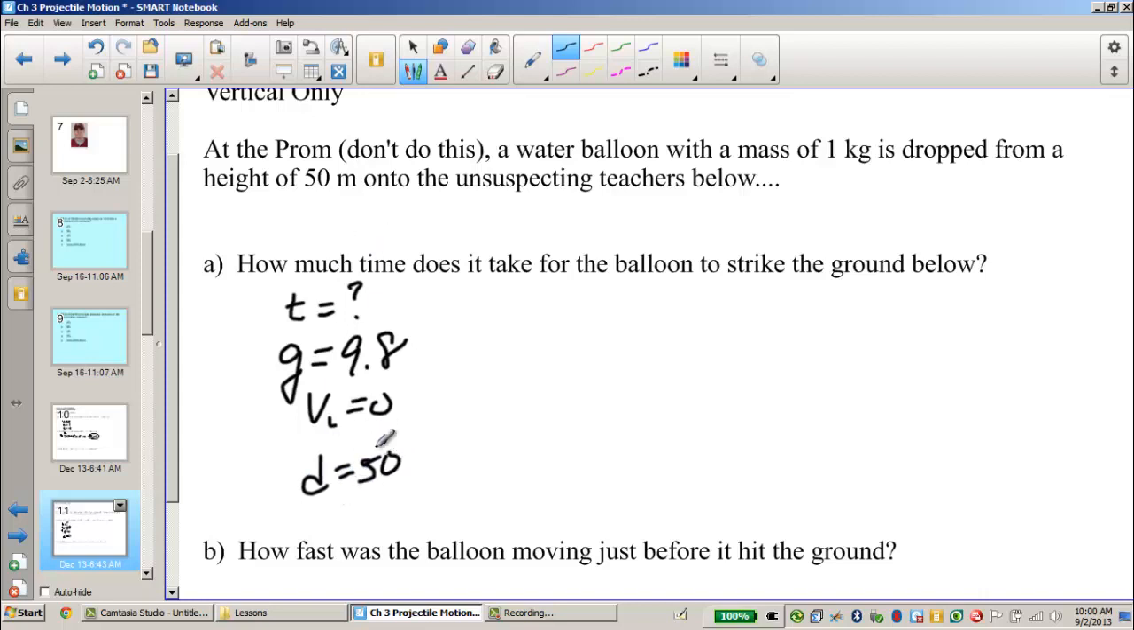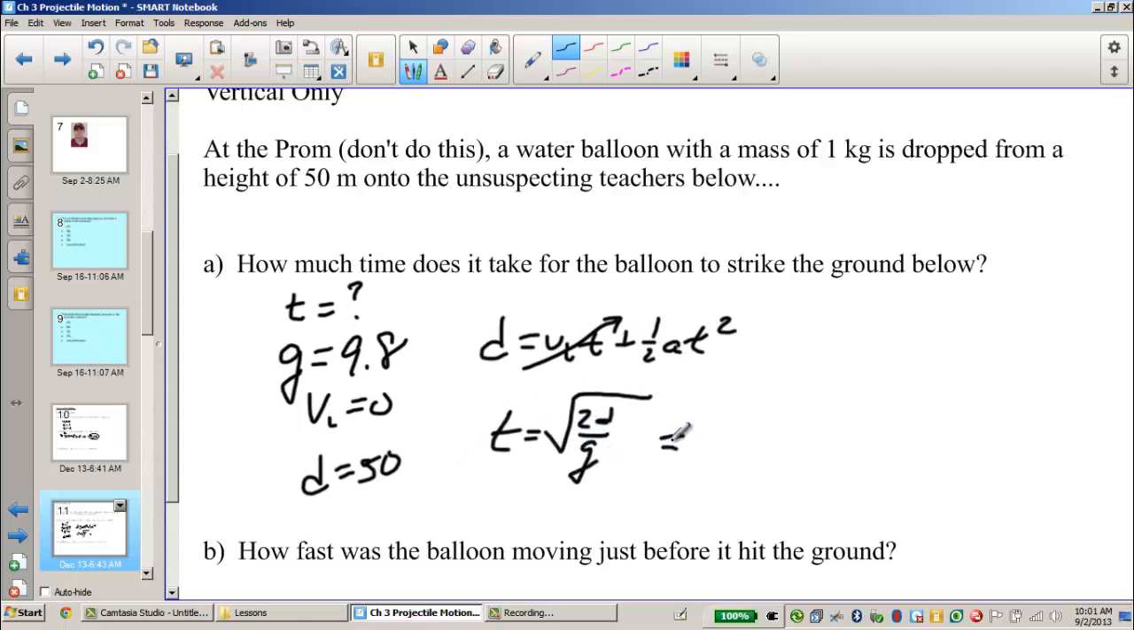So again, I'm looking for what equation relates these things. It looks like equation 2. D equals VIT plus 1/2 AT squared. VI is 0, so that goes out. T looks like it's going to be the square root of 2D all over G. And when you plug in the numbers, I think it comes out to be 3 point something, but it is what it is. It's a number. And again, you would box that, make sure of proper units. So again, this is purely in the vertical.